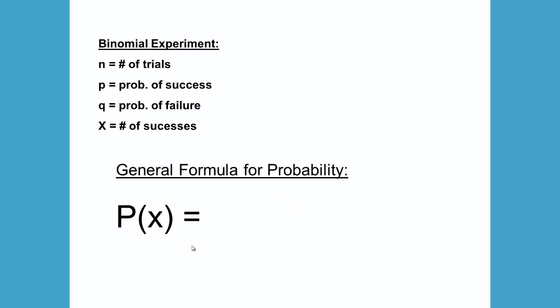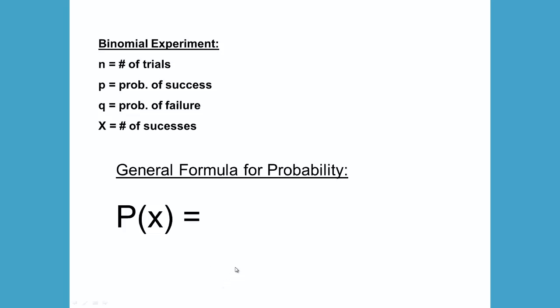So in our binomial experiment, we have our variables that we use, our 4 variables. Our 4 variables are N, the number of trials, P, the probability of success, Q, the probability of failure, and X, our number of successes. And then the capital P stands for the probability. So the probability of being any one of the X's is given by our formula.